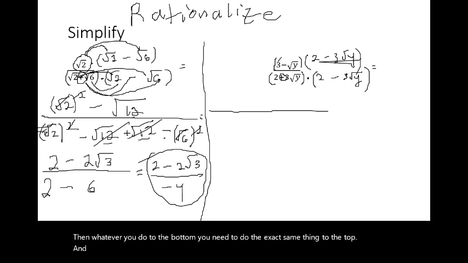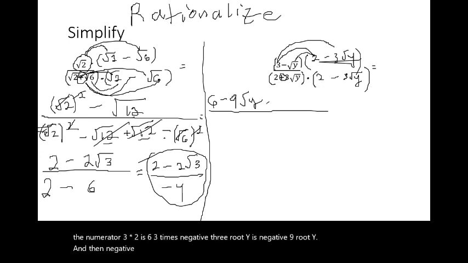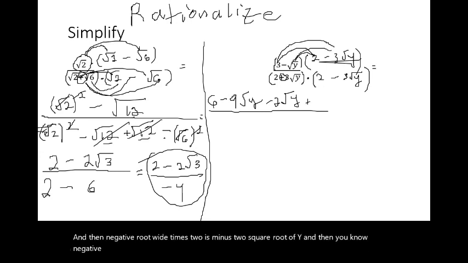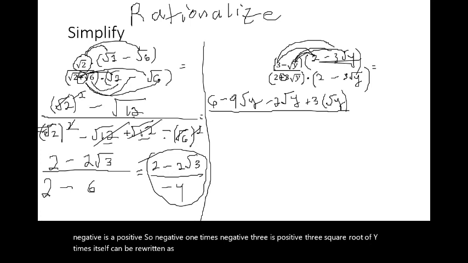So here we go. Let's start with the numerator. 3 times 2 is 6. 3 times negative 3 root y is negative 9 root y. Then negative root y times 2 is minus 2 square root of y. And then negative times negative is a positive, so negative 1 times negative 3 is positive 3. Square root of y times itself can be rewritten as the square root of y squared.